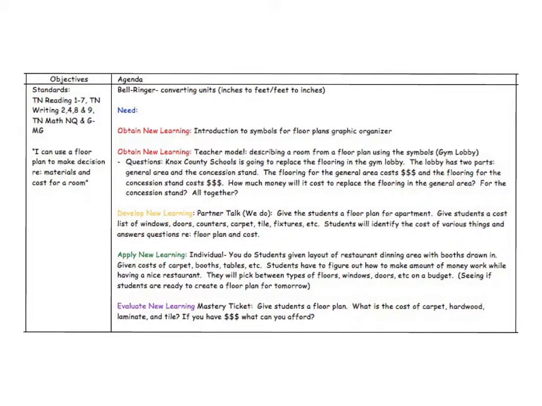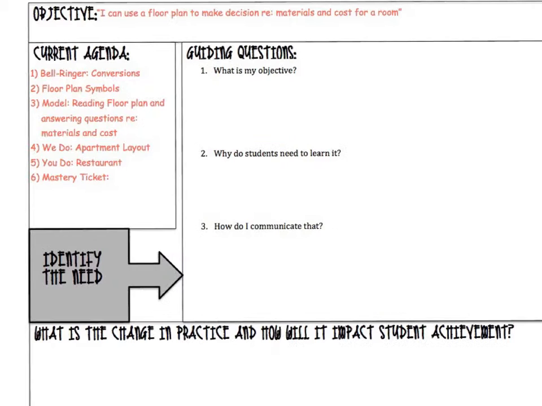So I've gone through my lesson plan to label the 5 steps for effective learning, and what I found was that I am missing the needs section. So what I'm going to do right now is use the guiding questions for identify the need to make sure that that is present in my lesson plan.